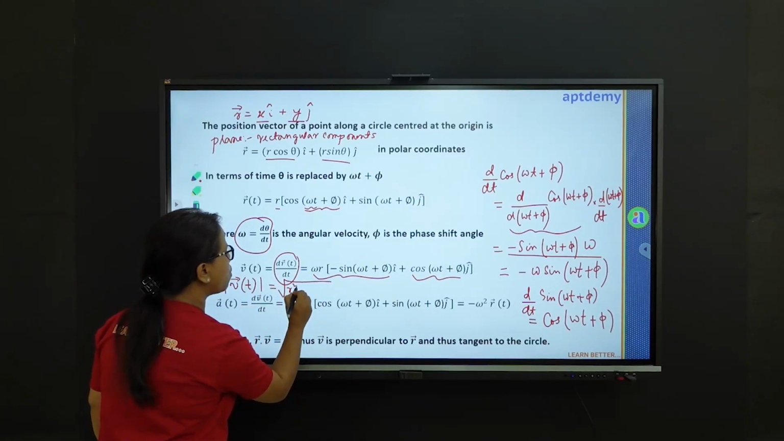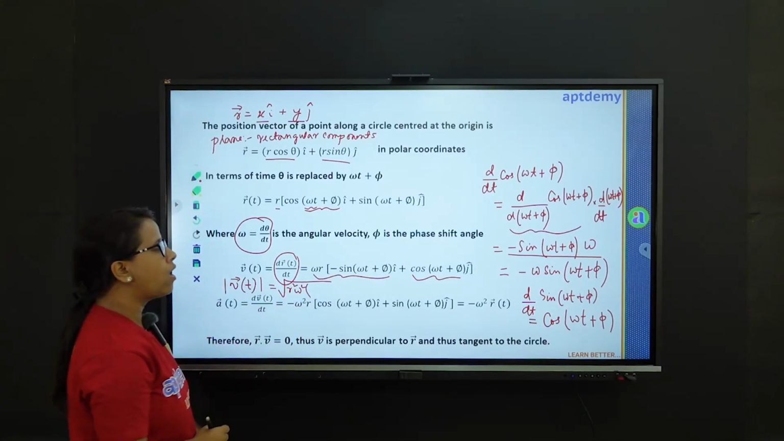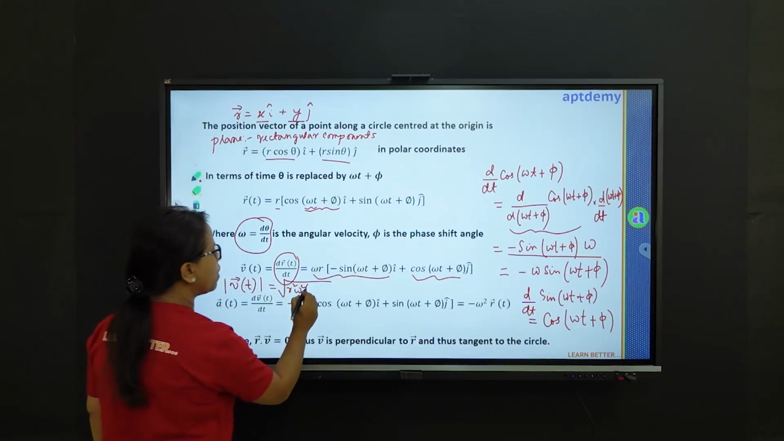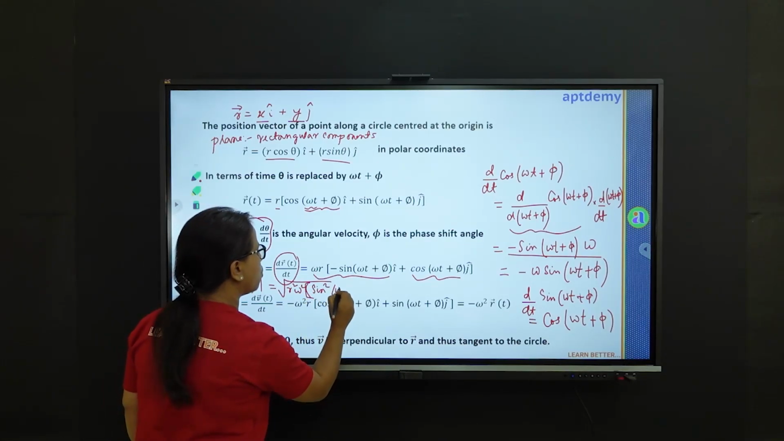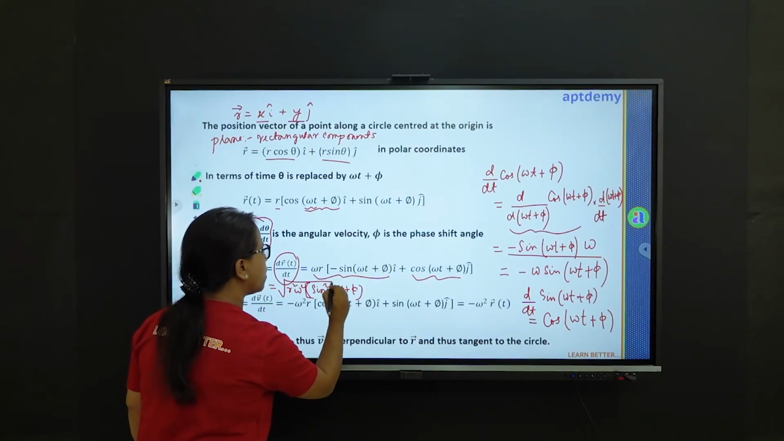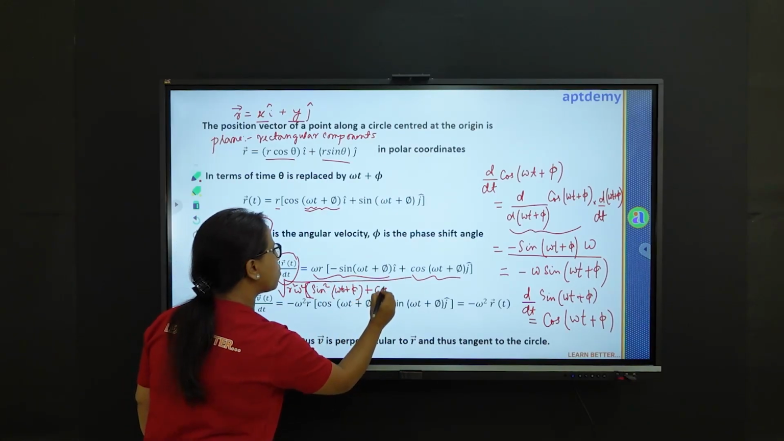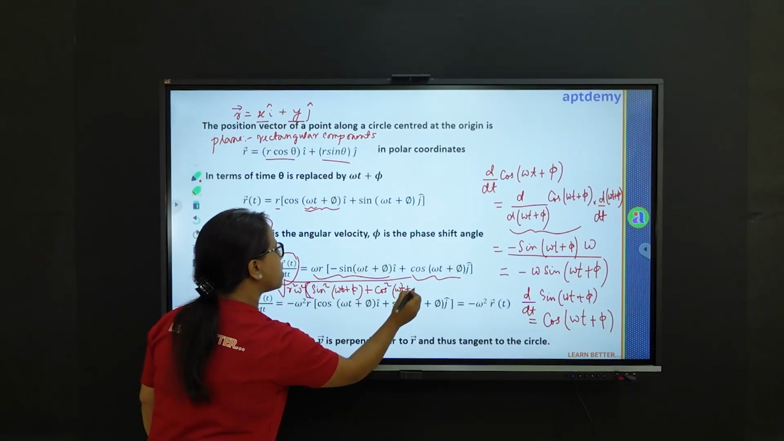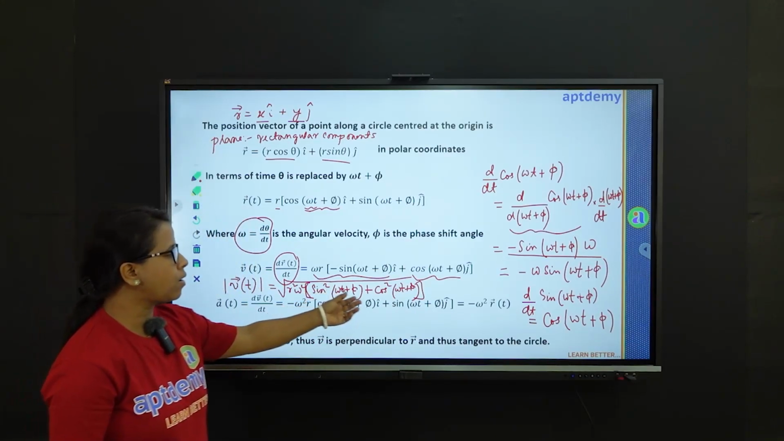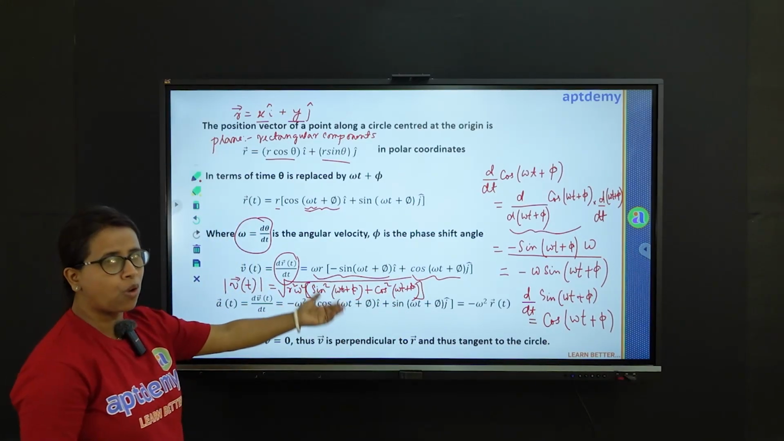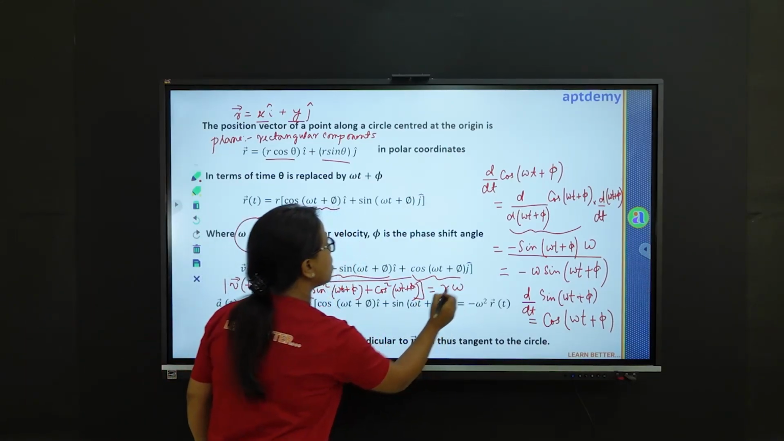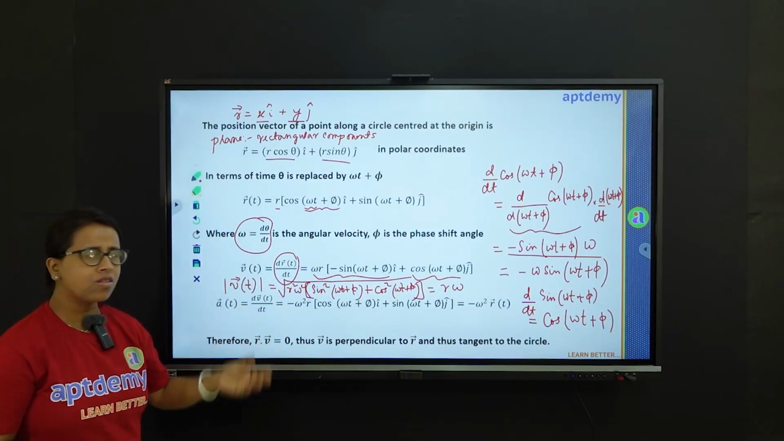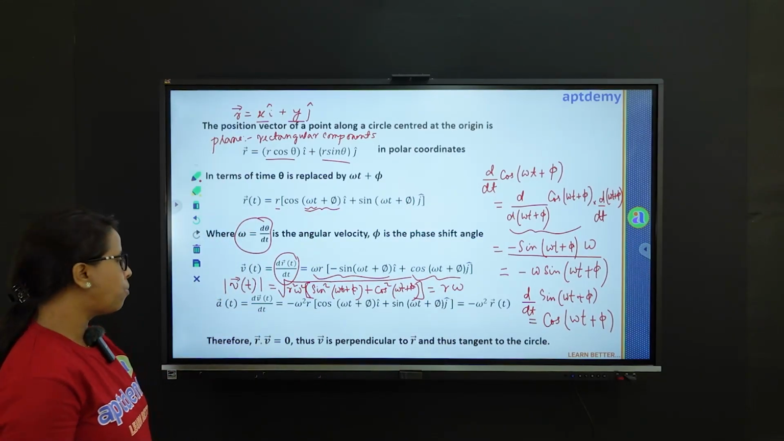r square omega square. You can take this as common, and for sine we have square of that. We are left with sine square omega t plus phi plus cos square omega t plus phi. So this part will give us sine square theta plus cos square theta, which is 1. So we are left with only r omega. So you can see the magnitude of the velocity vector is equal to r omega.